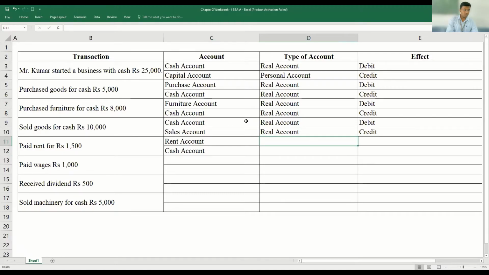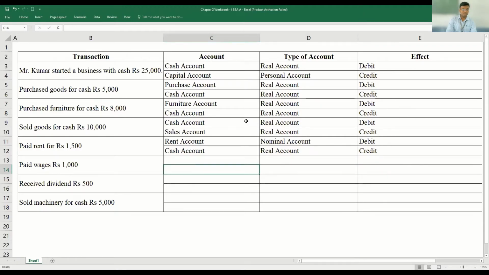So rent account is what type of account? We know rent account is nominal. Why? Because rent is an expense. Rent is nominal in nature. Cash, we know this is real. Now, what is the golden rule for a nominal account? The golden rule for nominal account is debit all expenses. So you will be debiting rent, and cash account you will be crediting. So that is about that particular account.